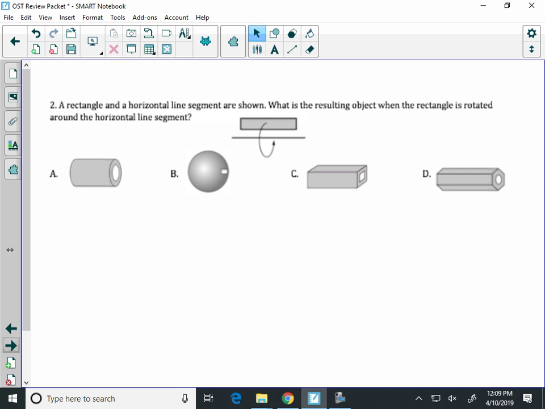What? Very quietly whispered. You are correct. Great. Cylinder. Yeah, rectangles, when we rotate them, always create cylinders.